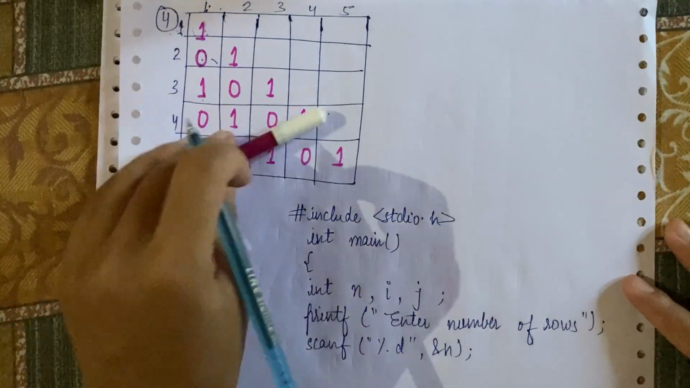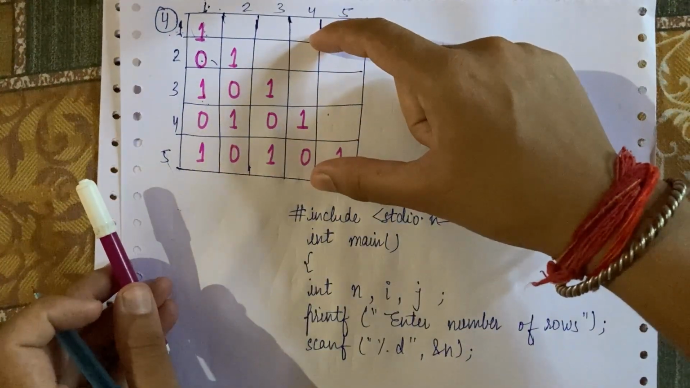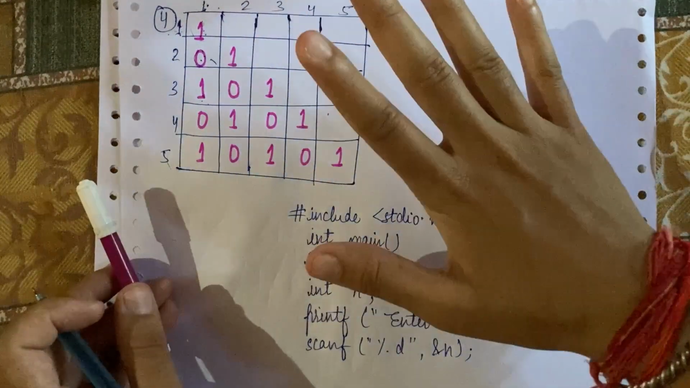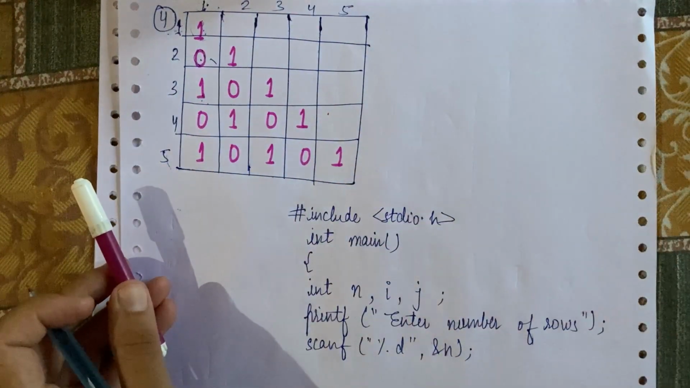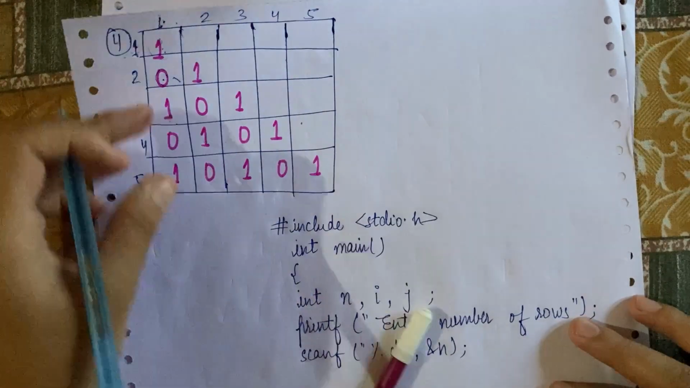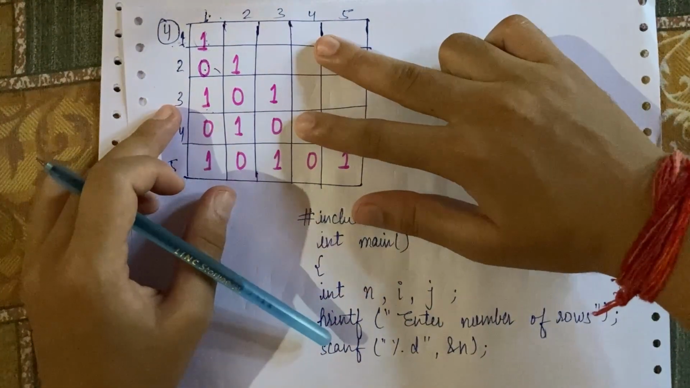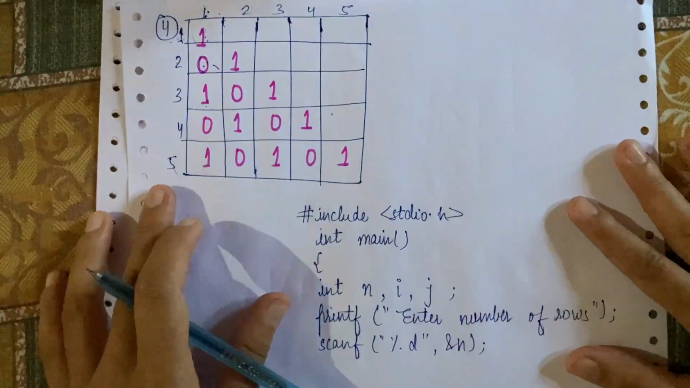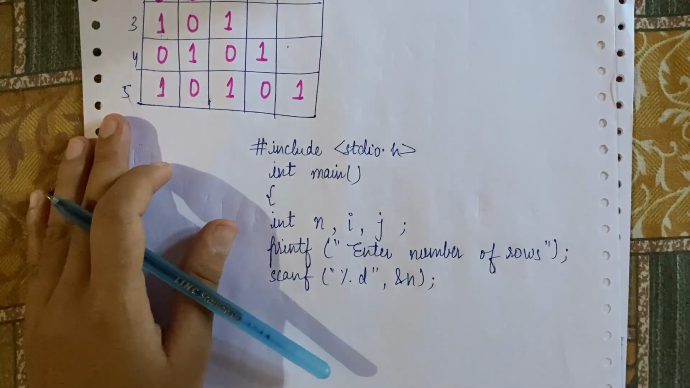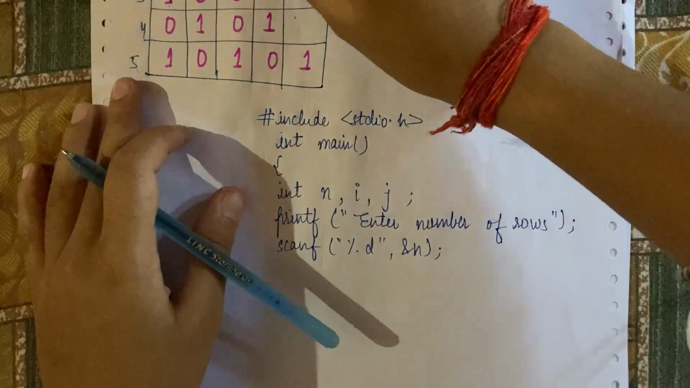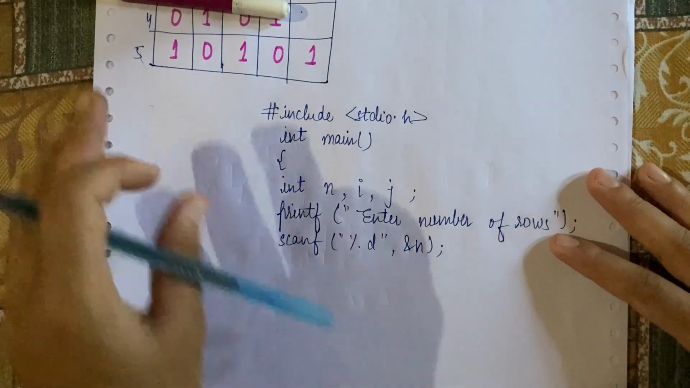If the user inputs 5, we will print this whole pattern. We will have these 5 rows. If the user inputs 4, we will have these 4, right? And if the user inputs 3, we'll have these 3 rows, right? So that way we will take the value of n.